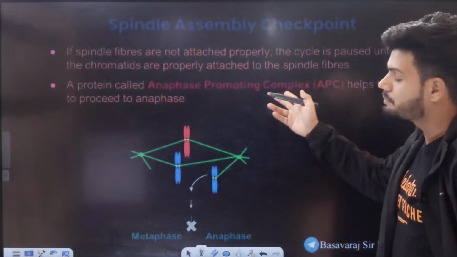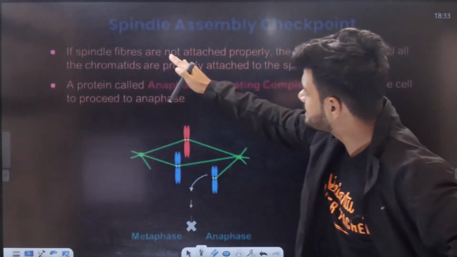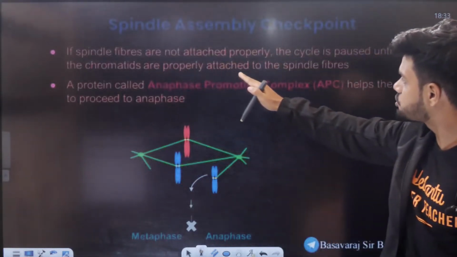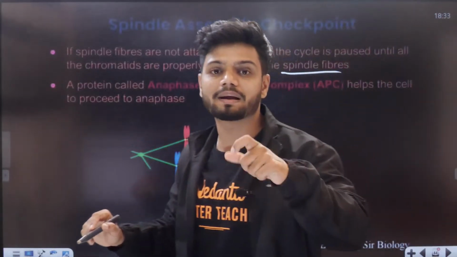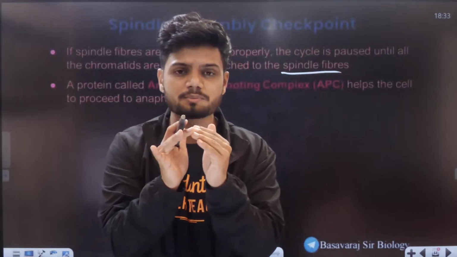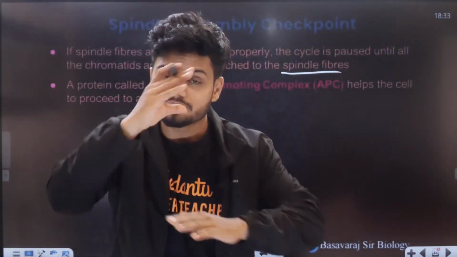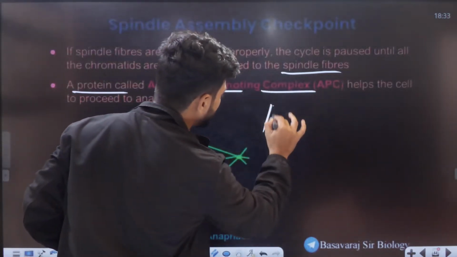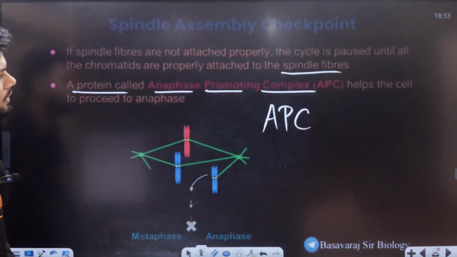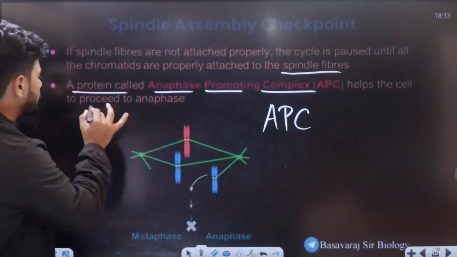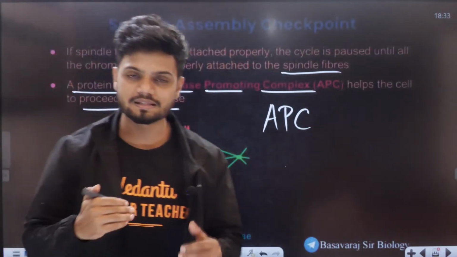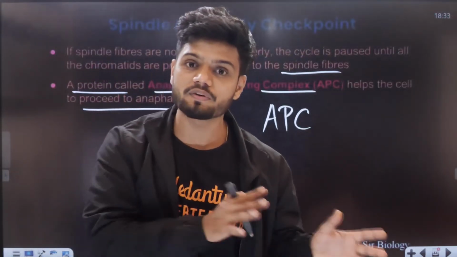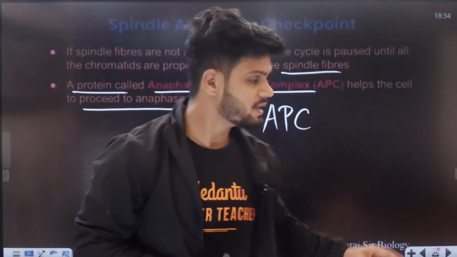This I think I already mentioned to you, right? If spindle fibers are not attached properly, the cycle is paused until the chromatids are properly attached to the spindle fibers, just after metaphase. Just after metaphase, if all the spindle fibers are not attached properly, then what happens? A protein called the anaphase promoting complex, APC, helps the cell proceed to anaphase. In some cells the metaphase does not go very smoothly, and after metaphase the anaphase doesn't come by itself. So in certain cases APC is released.